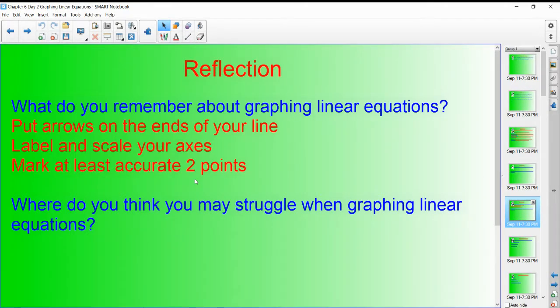Other things I've heard, well, my lines aren't good at being straight. Well, then we get a ruler or a straight edge. I want us to be accurate and precise. And then this bottom question's for you. I do not know where you're going to struggle with graphing yet, but if you're struggling, we will work on it together.